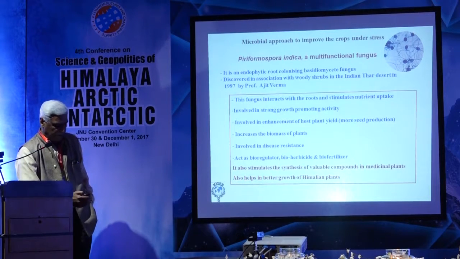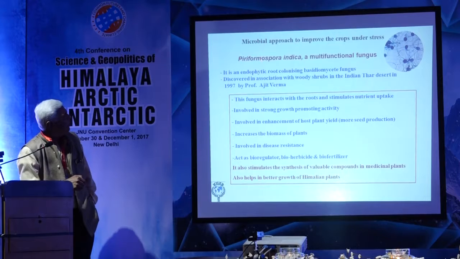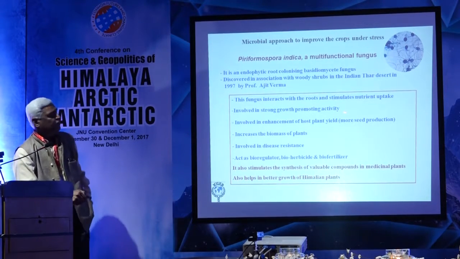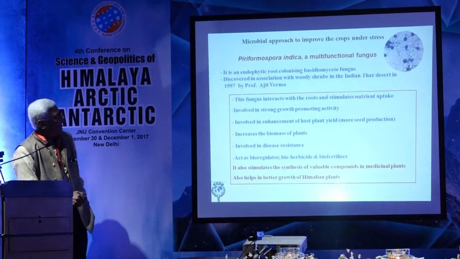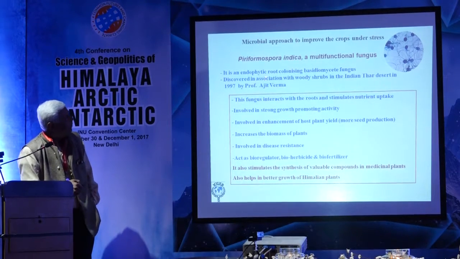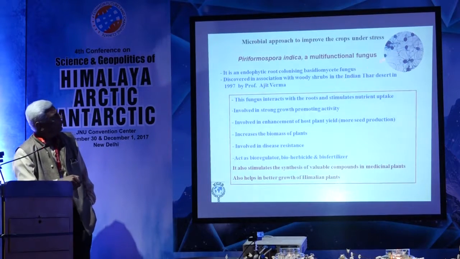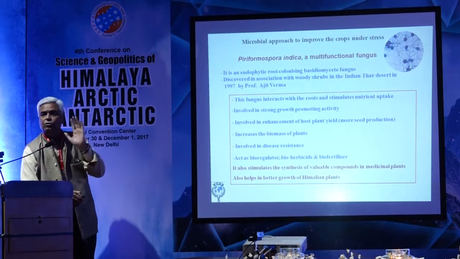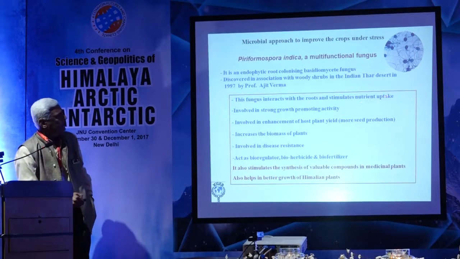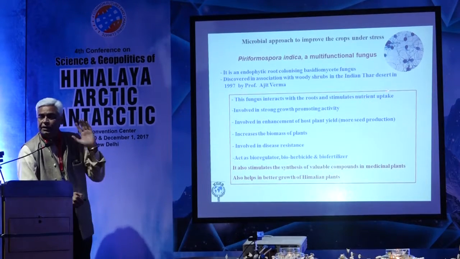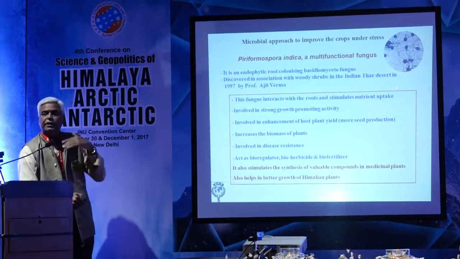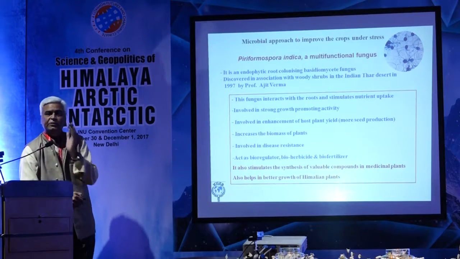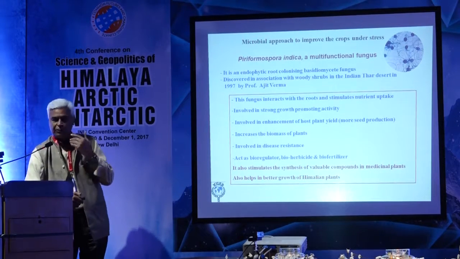One of the beneficial microbes is Piriformospora indica. It's a multifunctional fungus. It was discovered at this university by Professor Ajit Verma in the desert area, and it has a kind of magic function. It plays a magical role for plants and helps the plant tolerate salt and different kinds of stresses, and grow better and better. But the mechanism is still not known, and that's what we have focused on, the mechanism part also.